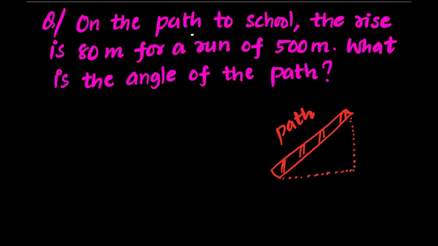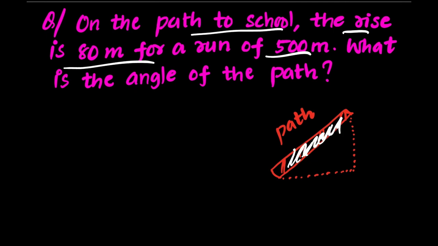Let's solve this last problem, which says on the path to a school, the rise is 80 meter for a run of 500 meter. What is the angle of the path? So this is the path to a school which is inclined to a certain angle, and then the run here is 500 meter, and then the rise is 80 meter. The problem is asking us to find this angle which is between the path and then this horizontal.